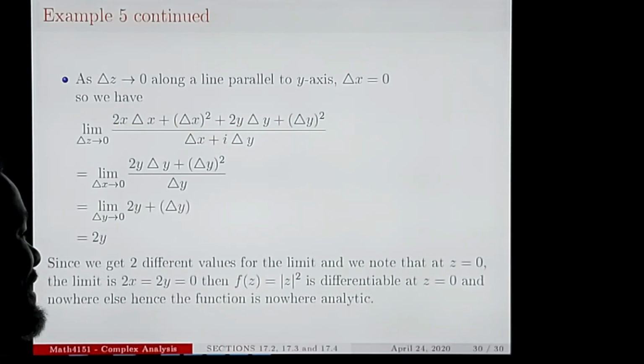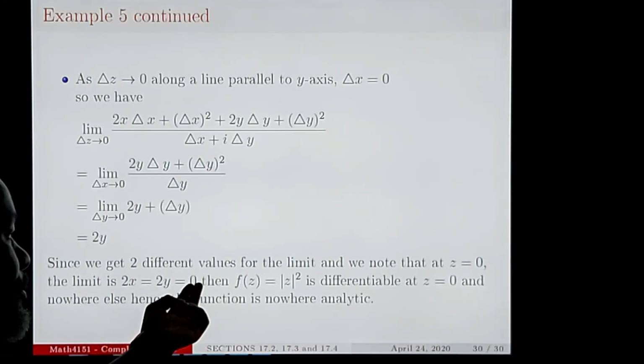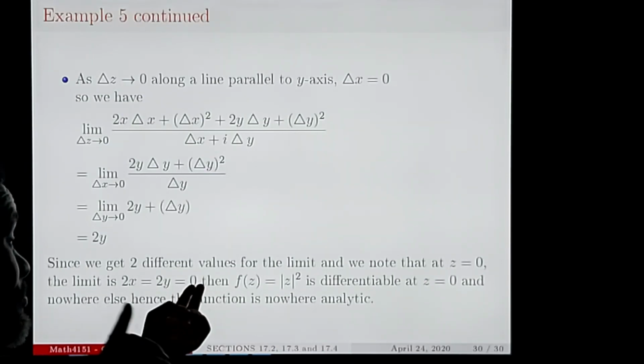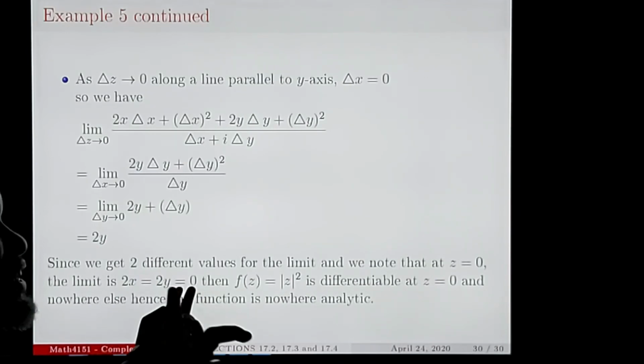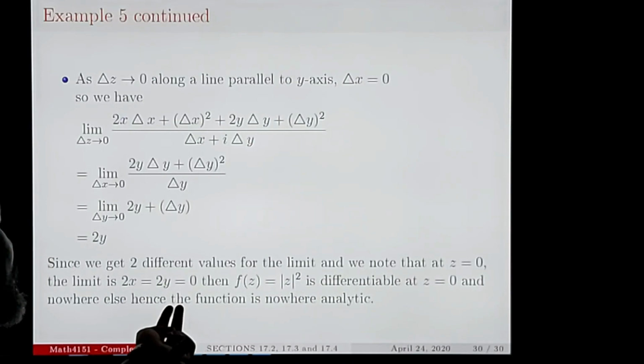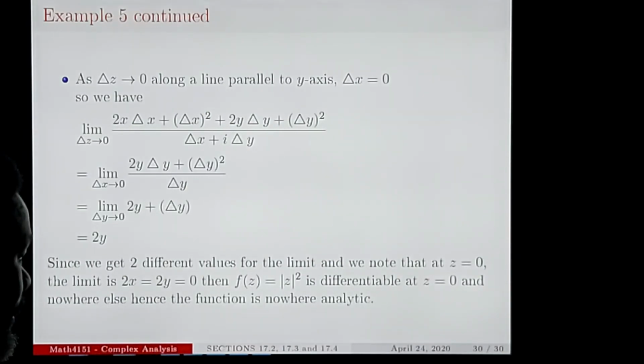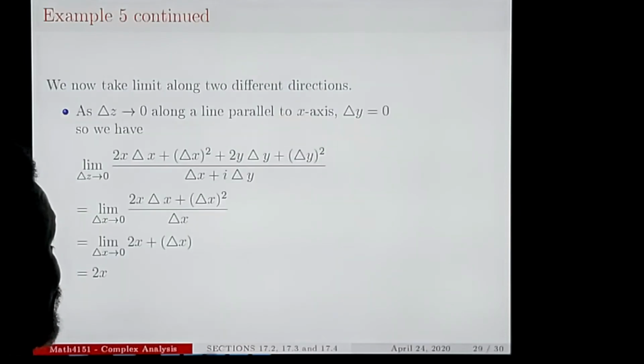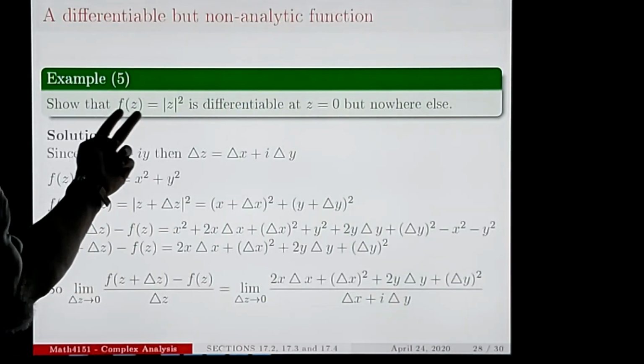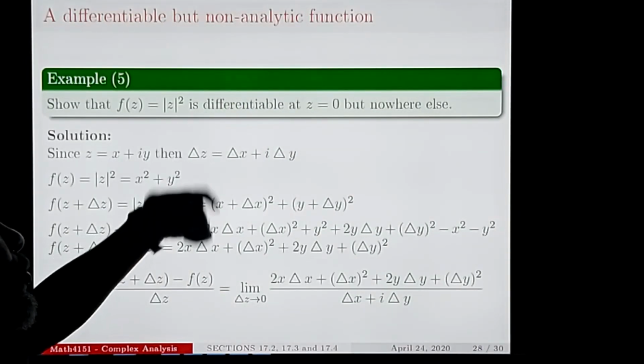And we note that at z equals 0, the limit is 2x equals 2y equals 0. Which means at z equals 0, it is differentiable. The limit will be unique. But it will not be analytic, because it's only along that point. If you take a neighborhood, it will not be differentiable around those neighborhoods. Hence, this function is nowhere analytic. So we've answered the question that this is differentiable at z equals 0, but nowhere else.